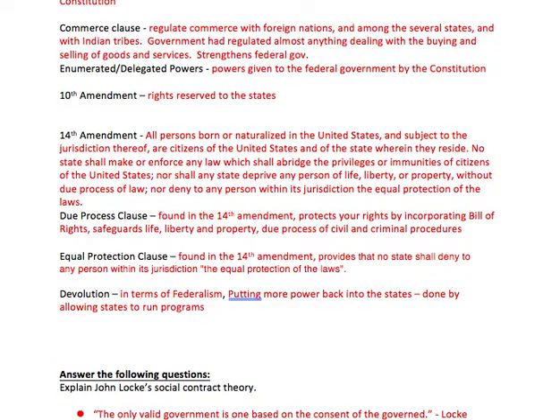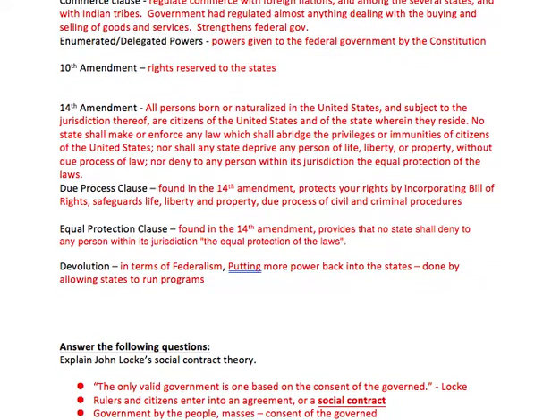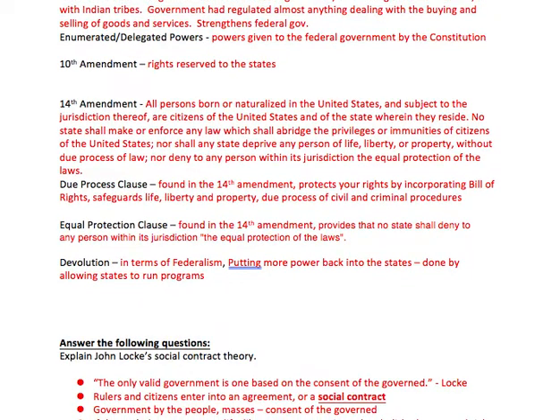Idea of devolution: putting more power back in the states, so giving more power to the states, allow them to run some programs. Again, that is happening throughout the states. When they want to institute a new program, maybe the federal government isn't doing their job, the states will step in.